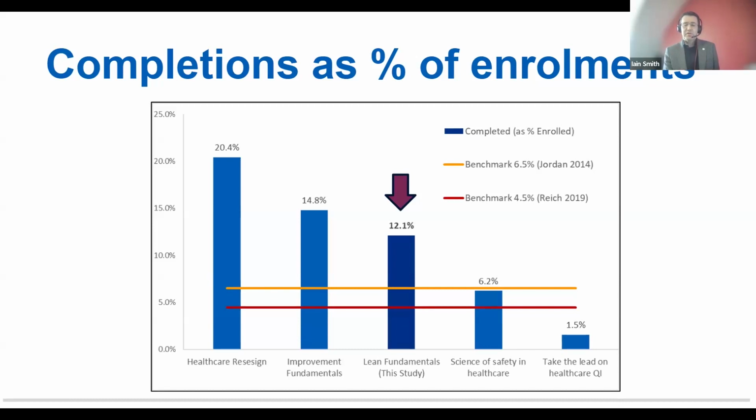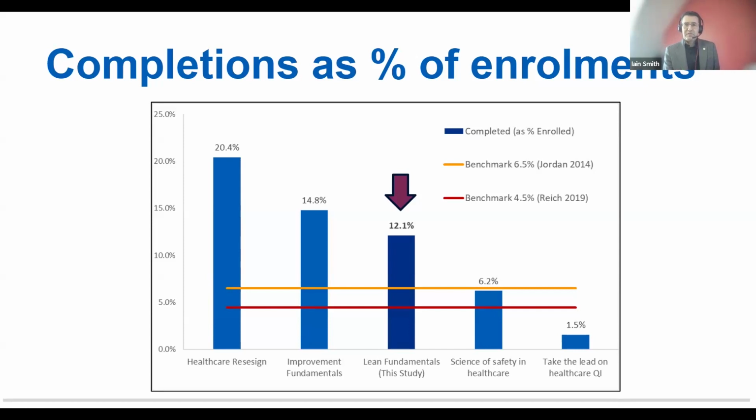The lines that are running across, the horizontal lines, the red one and the yellow one, are from 2 studies looking at international completion rates from large-scale MOOC providers. That's places like Harvard edX and Coursera. So they provide an international benchmark for completion rates for MOOCs, which you can see is roughly between 5 and 6%. So you can see Lean Fundamentals is running at double that, at just over 12%.